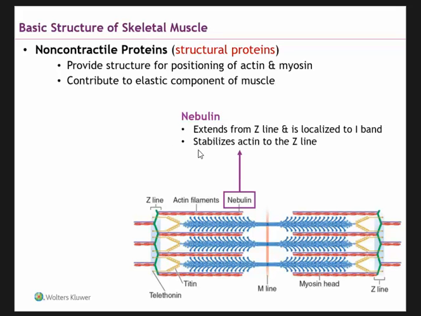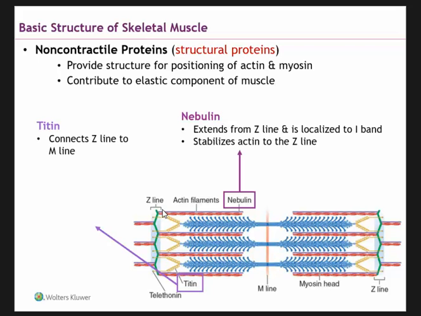The main purpose of nebulin is to stabilize actin to the Z-line, and you can see that here. It connects to every single actin molecule, the red, and stabilizes it to the end of the sarcomere, to the Z-line. That's about it for nebulin. That's really all you have to know.